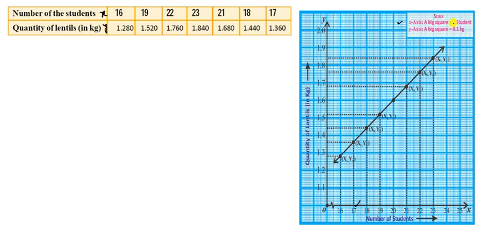So first on x-axis there is the big square, that is 1 student, and on y-axis there is the big square, it is 0.1 kg. And now you can draw on the copy. So let us see, you can do all these things.